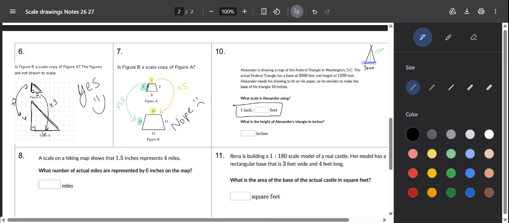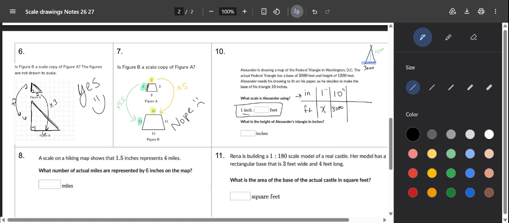I'm going to use a table to help me figure out this scale. I just realized I got ahead of myself, but that's okay, we can do number 10. I'm going to set up first my units. They started with inches, so my first unit is going to be inches, then I'm going to list feet. And then they have 1 inch and an unknown number of feet, so that's what we're looking for, okay? We know that the base of his triangle is 10 inches. That's inches, so it goes up here, 10 inches. And the base of the real triangle is 3,000.